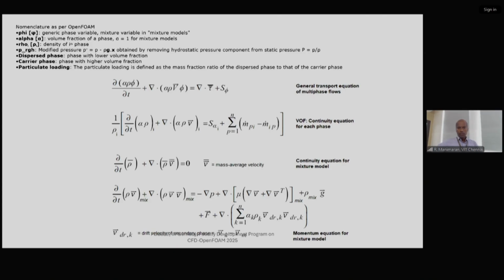So, the phi, if it is one, it is the continuity equation. And phi equal to the velocity V gives the momentum equation. You can see it is being replaced here, not alpha, sorry, phi. Alpha is the volume fraction. Phi, the phase variable, if it is one, is the continuity equation, and phi equal to V stands for the momentum equation, the mixture model, just shown here.